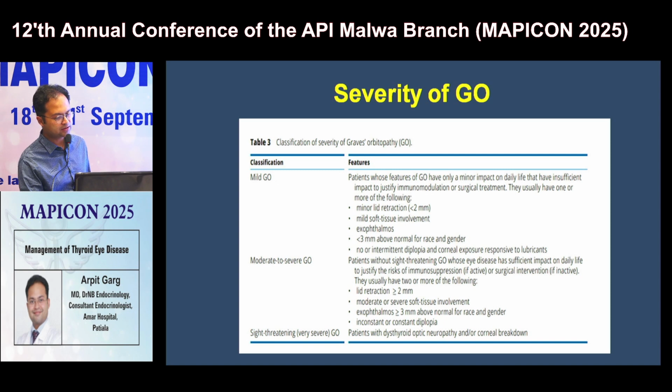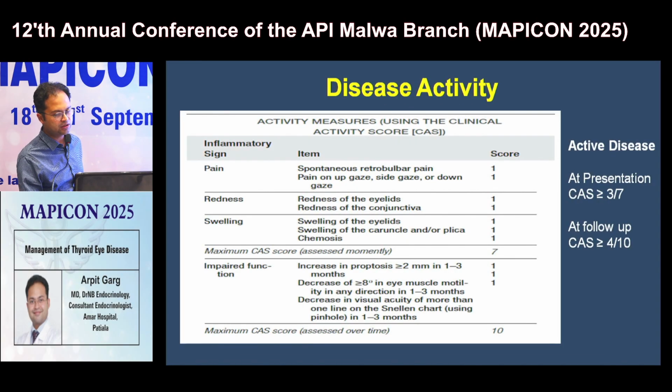And thirdly is the sight threatening disease, which may be due to corneal breakdown or optic neuropathy, optic nerve involvement. So you have to categorize the patient whether the patient is having mild disease, moderate to severe, or sight threatening disease. Then comes the disease activity, which I was telling before. This is basically because of the inflammation.